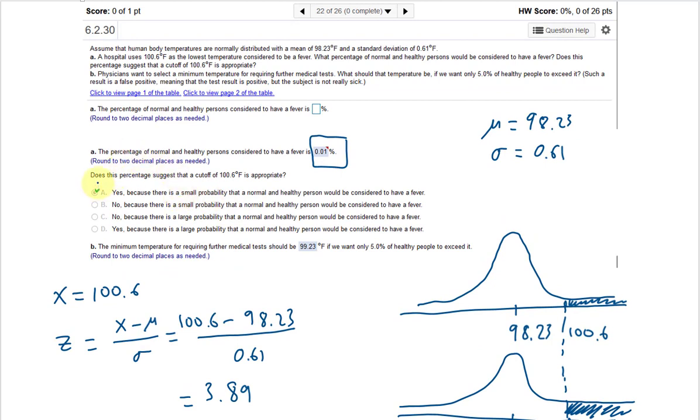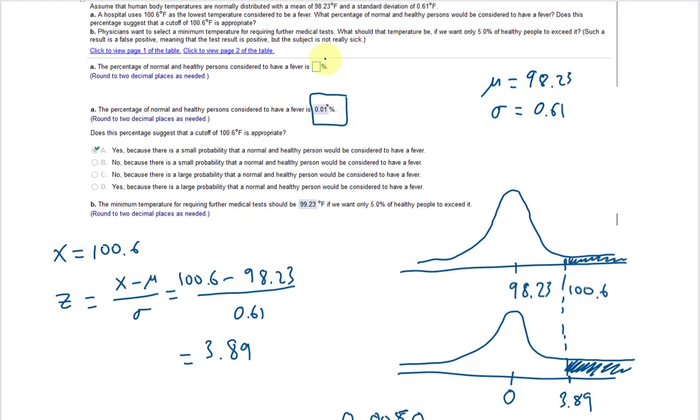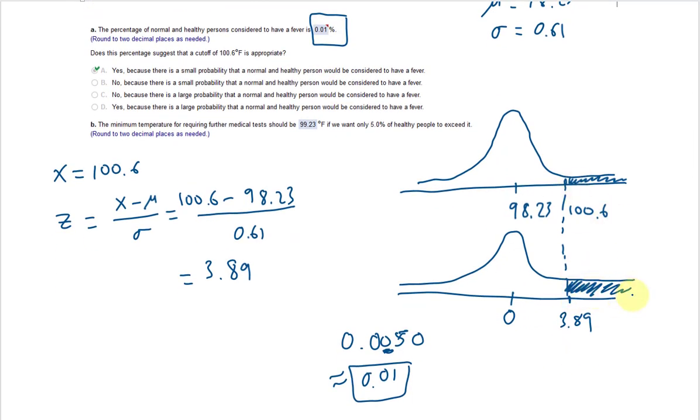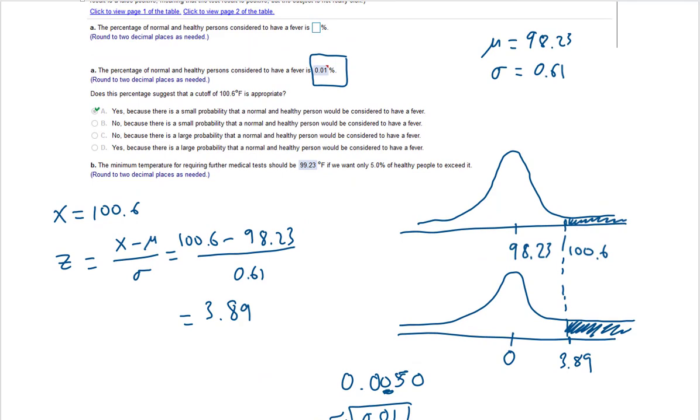And the next question: does this percentage suggest that a cutoff of 100.6 is appropriate? And the answer is yes, right? Because you have 0.01%. This is very small. This is a very small percent of people that have a fever above this value, 100.6. So that's why it's okay to use this cutoff.